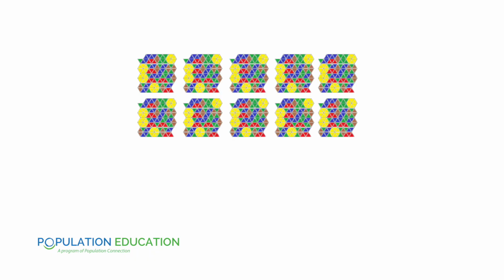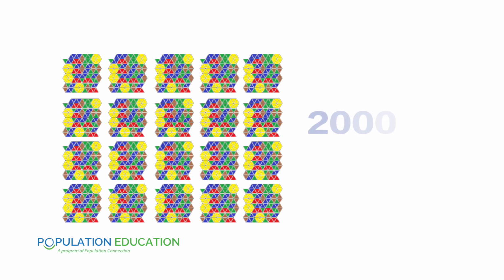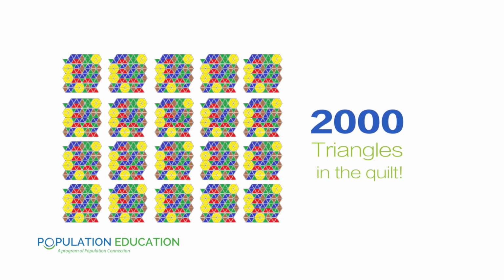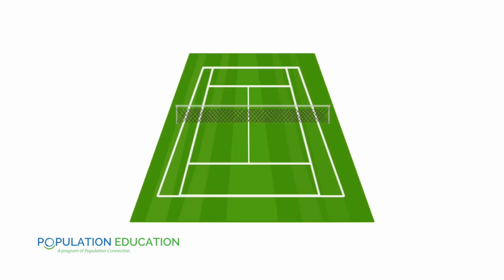So for instance, if you have about 20 students in your class and each one has a quilt square made up of 100 triangles, that's 2,000 triangles in the quilt. Now you might ask students, how large would a quilt be that had 1 million triangles? Well, that would be equivalent to 500 of their class quilts. And just to give you an idea, that would be about the size of a tennis court.